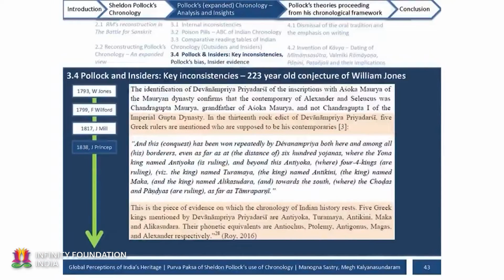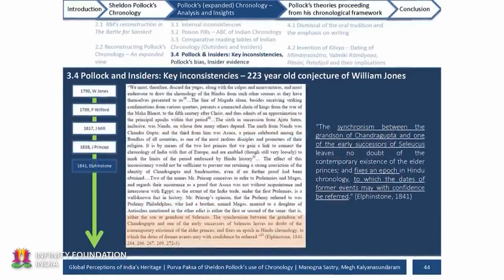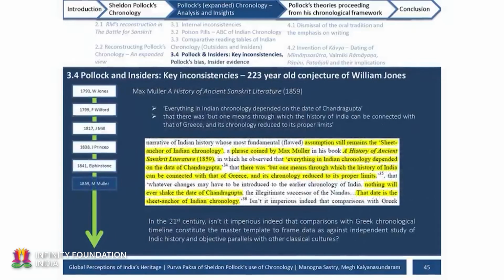This is the piece of evidence on which the chronology of India literally rests, right? This is how they've been able to link Greek and Indian pieces of history. Now, Elphinstone in 1841, alluding to Prinsep, says that this fixes an epoch in Hindu chronology to which dates of the former events may be with confidence referred, right? And in 1859, Max Muller, in his History of Ancient Sanskrit Literature, says everything in Indian chronology depended on the date of Chandragupta, that there was but one means through which the history of India can be connected with that of Greece, and its chronology reduced to its proper limits.